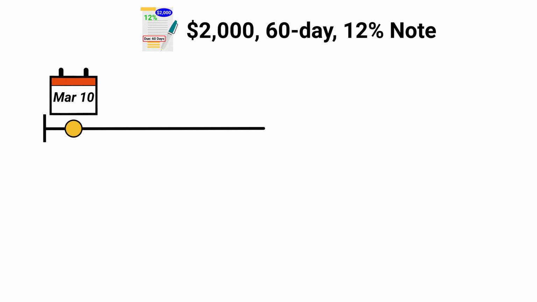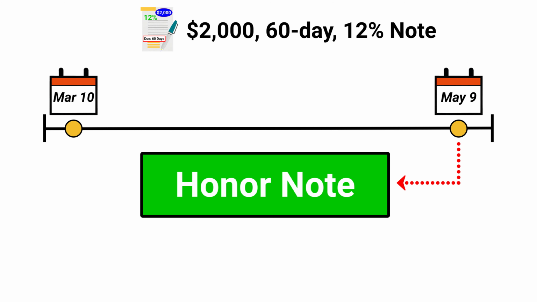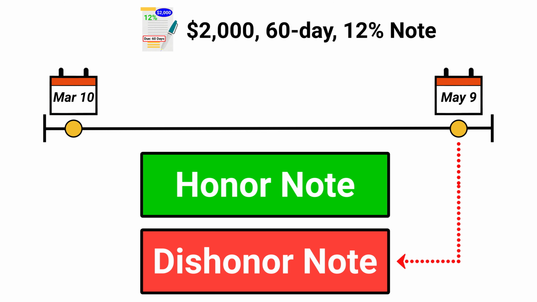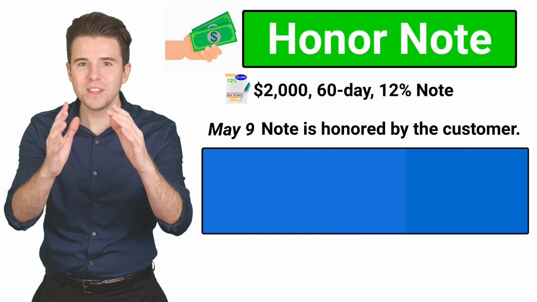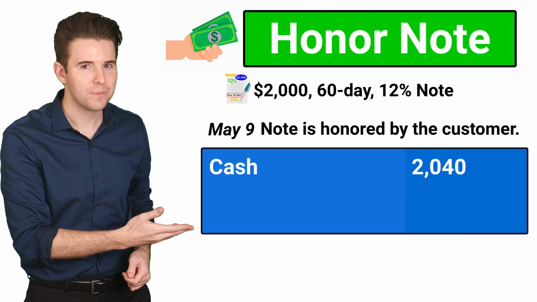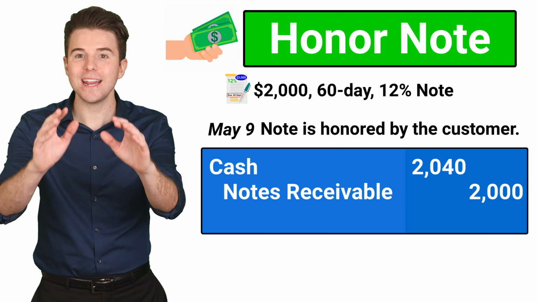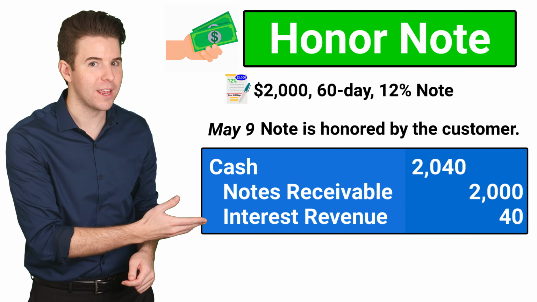Now, fast forward to May 9th when the note is due. And the customer can either honor the note by paying it, or they can dishonor the note by not paying. First, let's assume they honor the note. To record this entry, we debit cash for $2,040, credit notes receivable for $2,000, and credit interest revenue for $40.